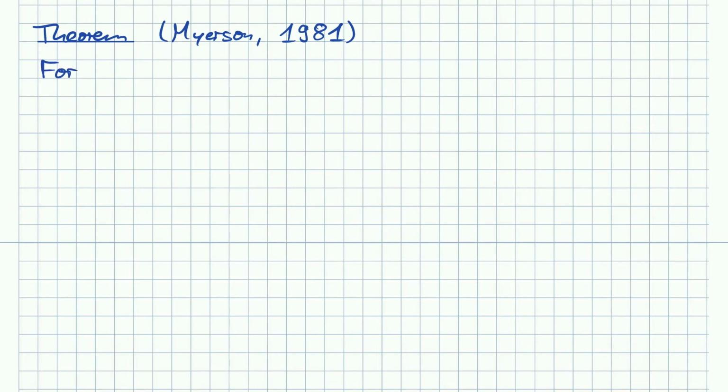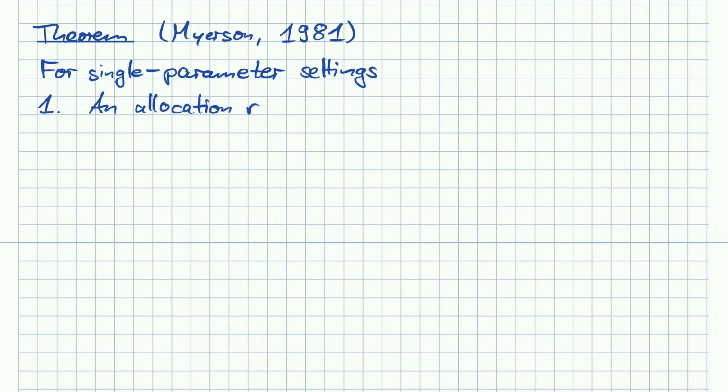It now says that for single parameter settings, the first point is that an allocation rule is implementable if and only if it is monotone.